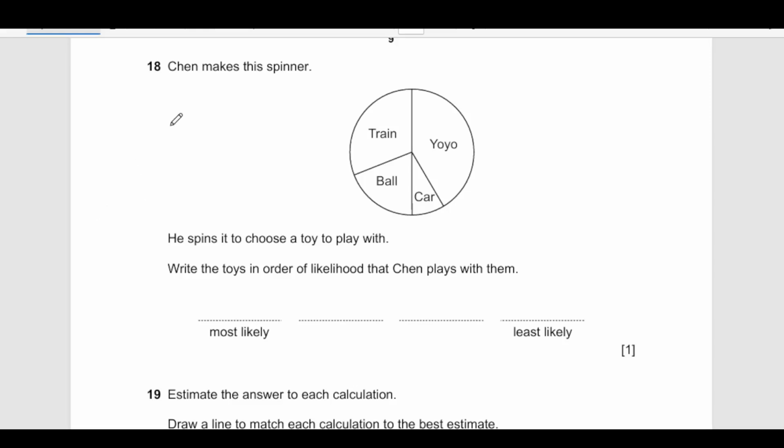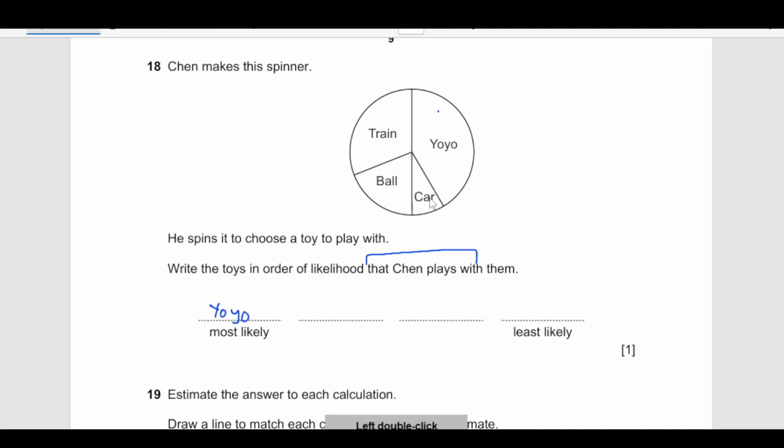Question number 18, we have a diagram here. Chen makes this spinner, you can see this, it spins, he spins it to choose a toy to play with. Write the toys in order of likelihood that Chen plays with them. So, what is the likelihood? The maximum, you can see the section is taken by yo-yo. So, most likely is yo-yo.